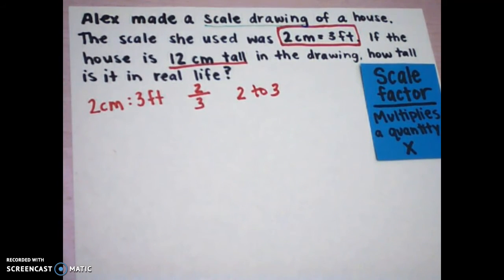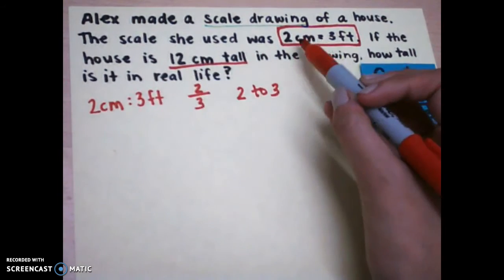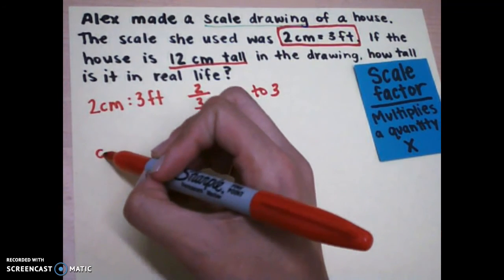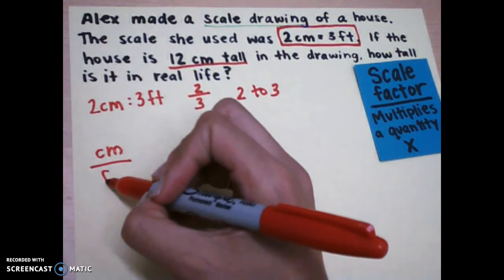All right, and so now we want to solve this. I think the easiest way to solve this is actually going to be to use a ratio table. So I'm going to start by writing my word ratio. So remember, word ratios are our units. So I have centimeters as my first unit, and my second unit is feet.